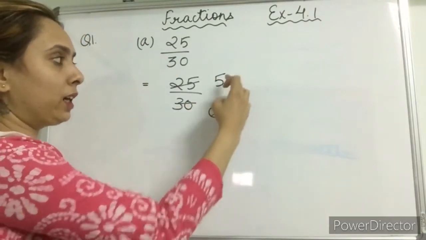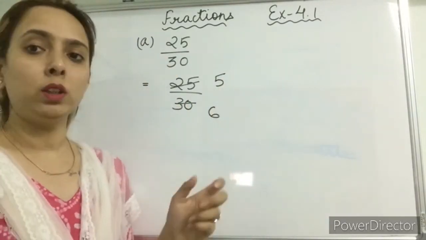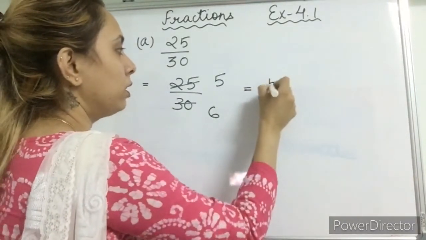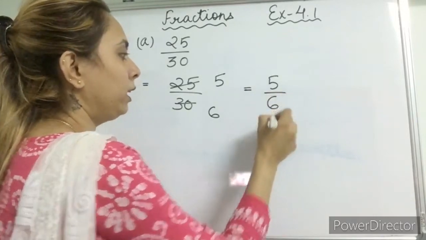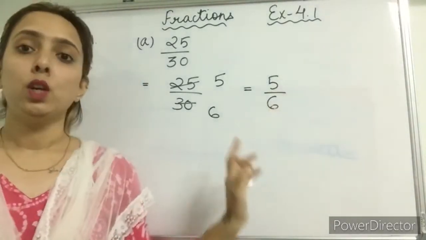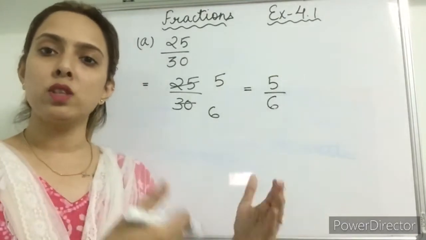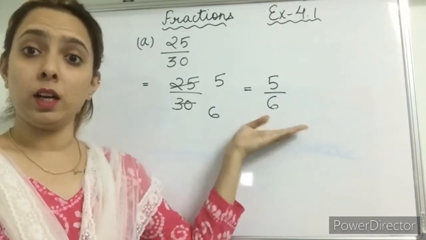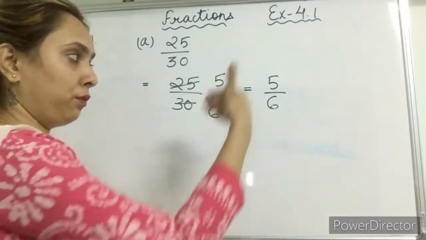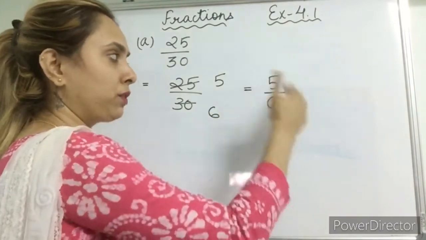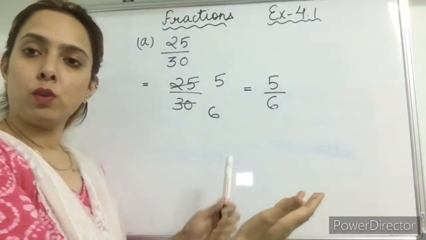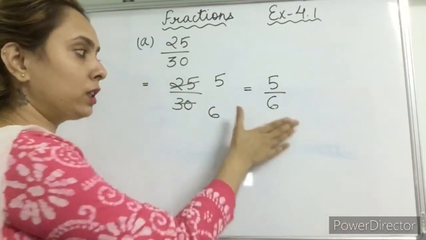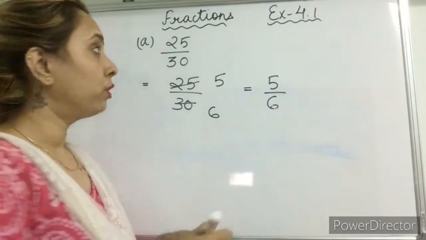Now you can see that 5 and 6 do not come in the same table. So it means we have reduced this fraction 25 upon 30 into 5 upon 6. So here 5 upon 6 we cannot reduce it further, हम इसे और ज़्यादा divide नहीं कर सकते हैं. So it means here it is the answer. If some other number had been given to us, then we should try the division again.